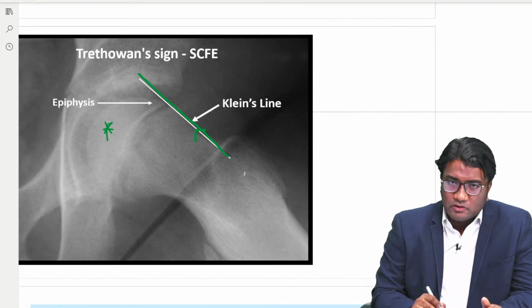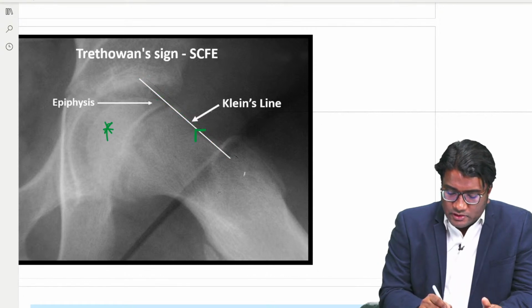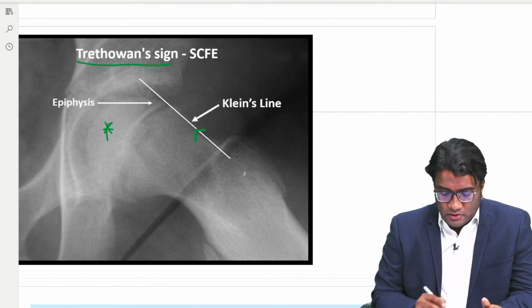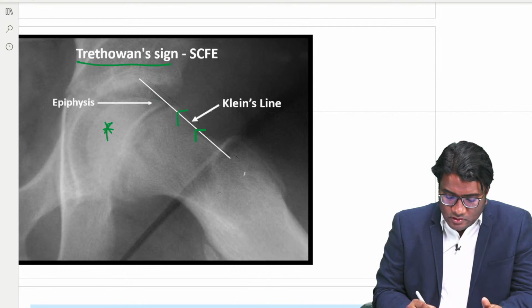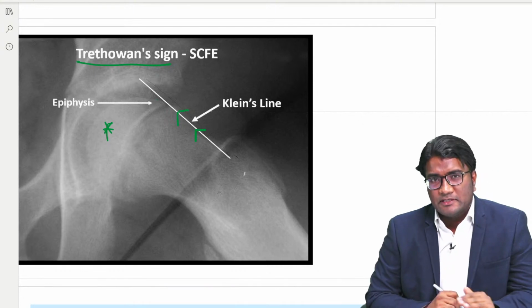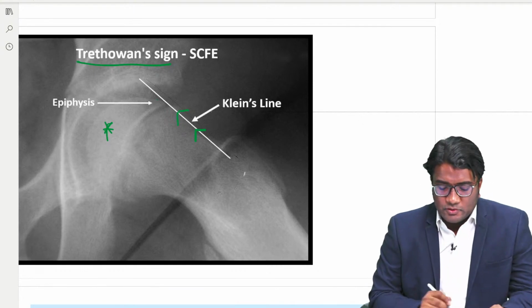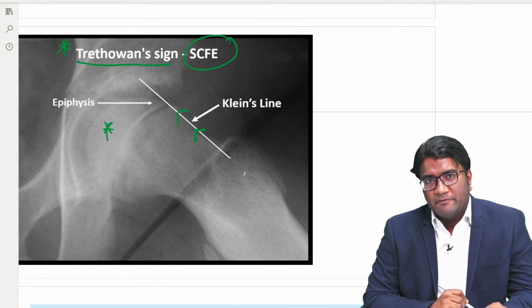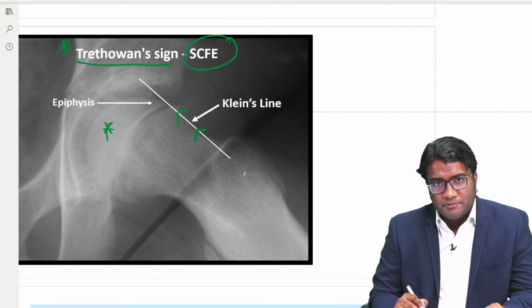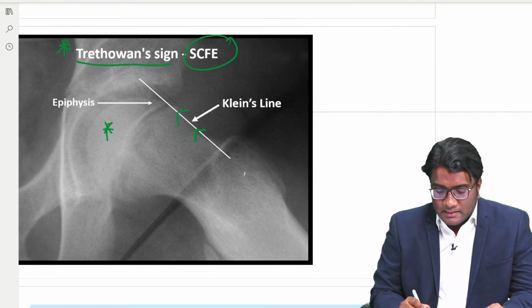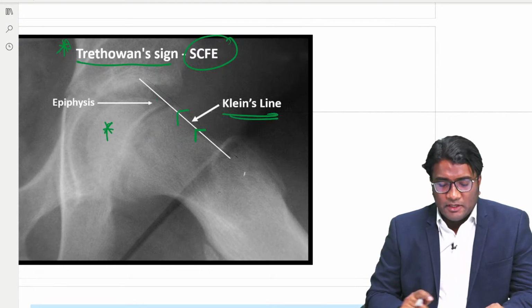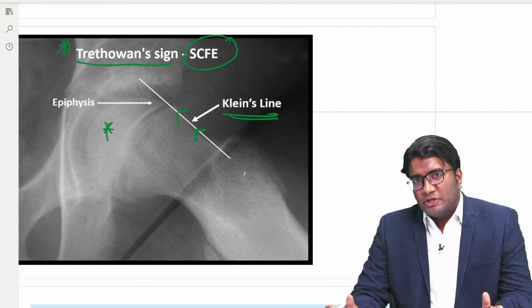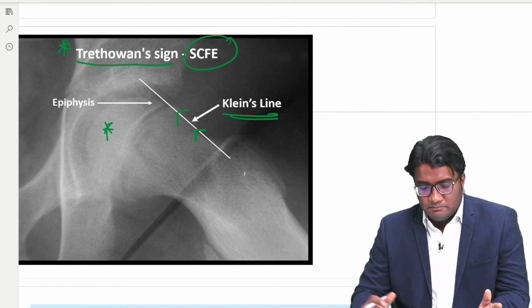But if it does not cross, that is called the Trethowan sign. You can see that the line is not crossing the epiphysis. It's not going through the epiphysis. So this is called Trethowan sign, a feature of slipped capital femoral epiphysis. And this line that you draw from the superior border of the neck of the femur is called Klein's line.